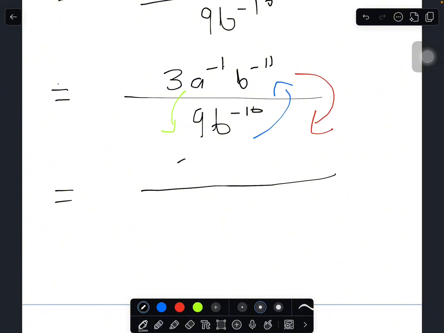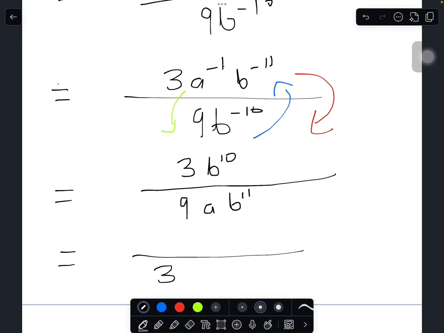So now I'm going to have 3 and this 9. And b to the 10 is going to be on the top. And then a and then b to the 11. Now we can just do our simplification. So with this, the 3 and the 9, I'm going to have a 3 in my denominator. This a is going to be here. Then 11 minus 10 is just going to be b to the power 1. And I'm just going to have 1 over this whole question.